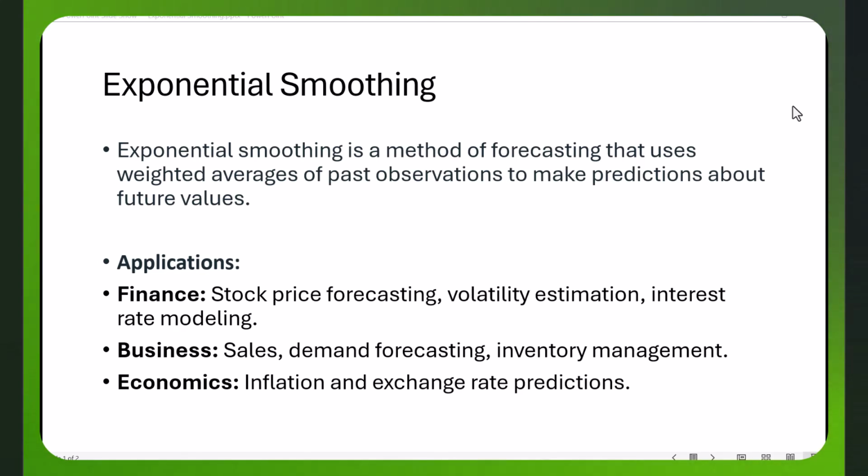I want to talk about exponential smoothing. Exponential smoothing is a method of forecasting that uses weighted averages of past observations to make predictions about future values. And there are lots of applications of exponential smoothing in finance, business, and economics.